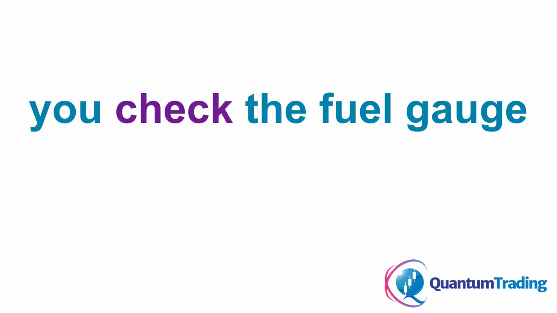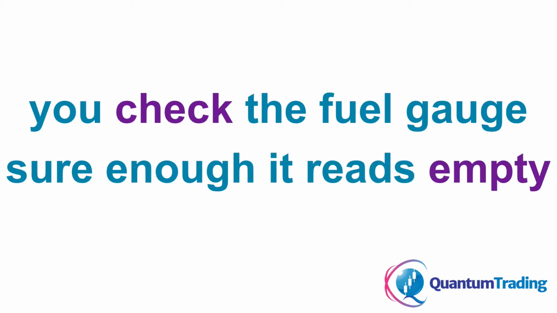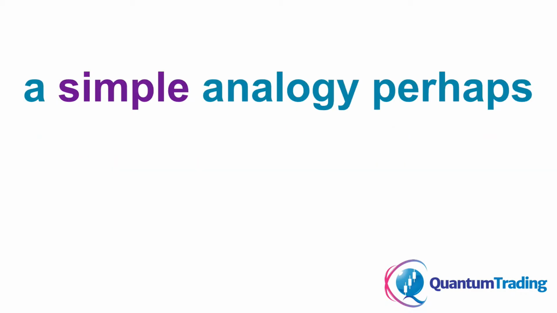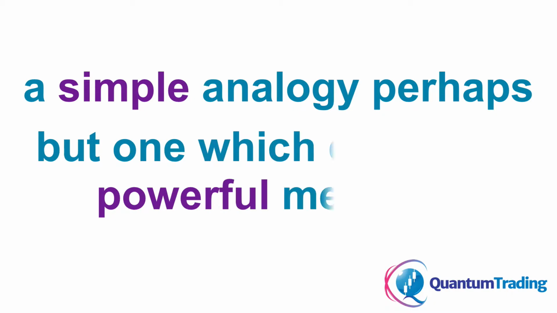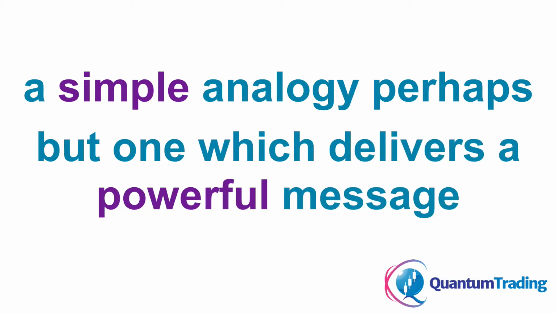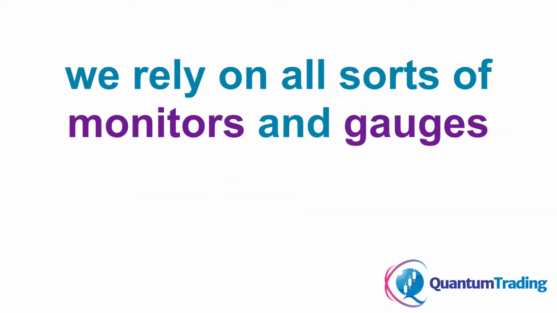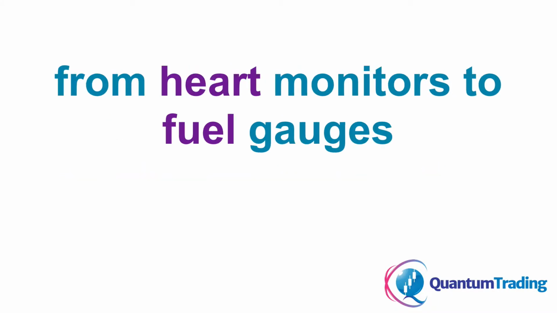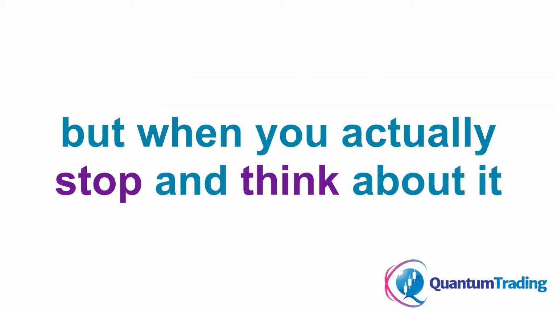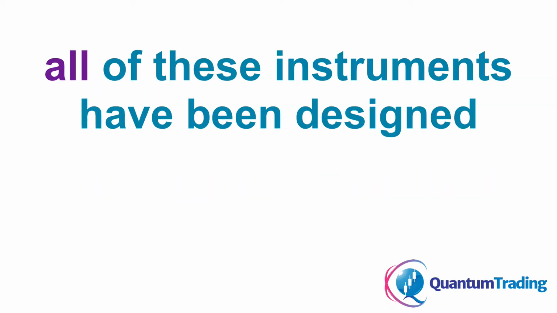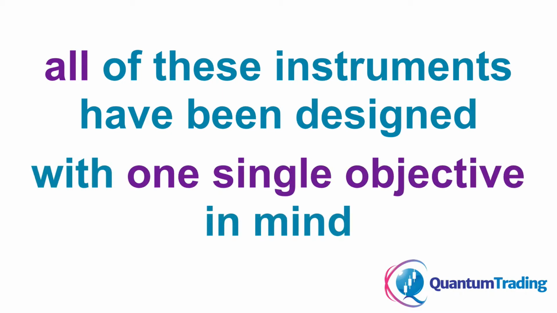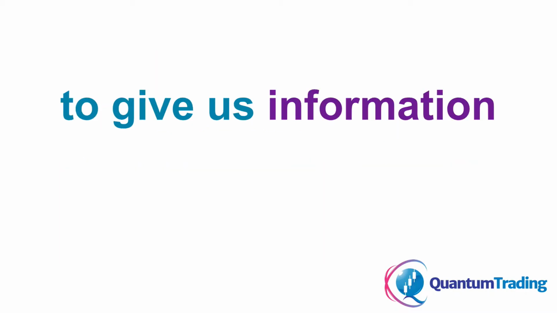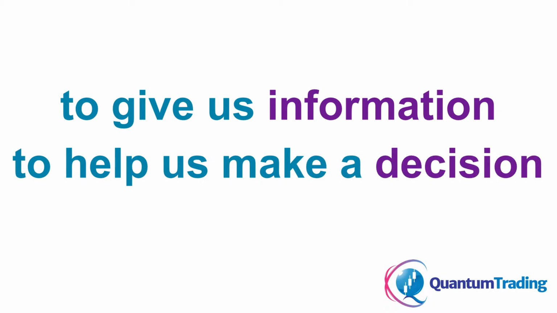You check the fuel gauge, and sure enough, it reads empty. Okay, a simple analogy perhaps, but one which delivers a powerful message. In our daily lives, we rely on all sorts of monitors and gauges to give us information, from heart monitors to fuel gauges and everything in between. But when you actually stop and think about it, all of these instruments have been designed with one single objective in mind: to give us information to help us make a decision.